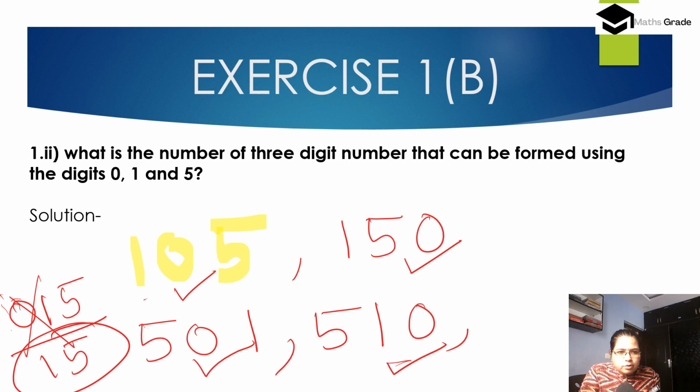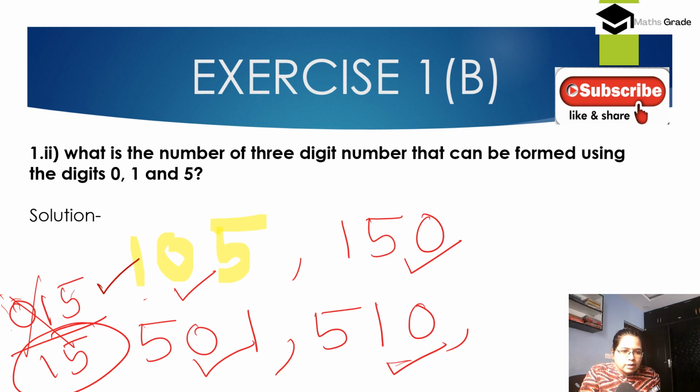Now we solve question number 2. What is the number of three-digit numbers that can be formed using the digits 0, 1 and 5? Using the digit 0 at the hundreds place, the number will be 015, and 015 can be written as 15. This 0 has no value at the hundreds place, so it will be 15, and 15 is a 2-digit number, so it cannot be a 3-digit number, so this is wrong.